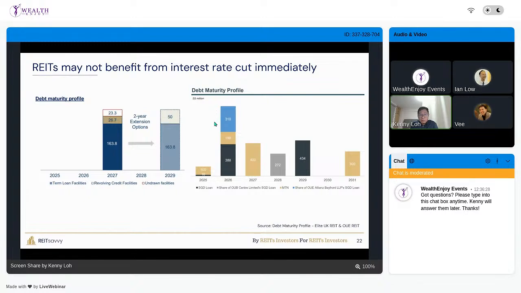of the debt to be refinanced in 2026. If they are able to refinance this debt in 2026 at a lower interest rate, basically this REIT will enjoy the rate cut moving forward. So the debt maturity profile is very, very important when analyzing whether a REIT can benefit from an interest rate cut and also have a boost in dividend moving forward.